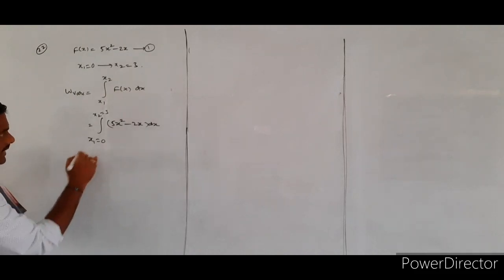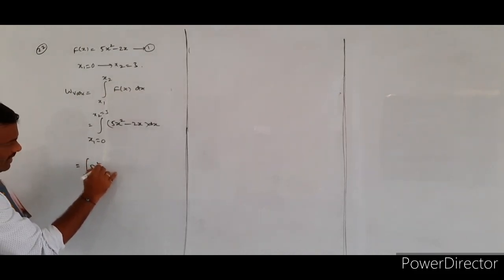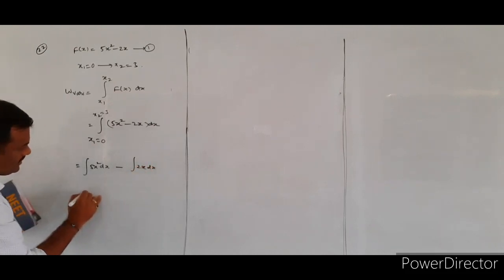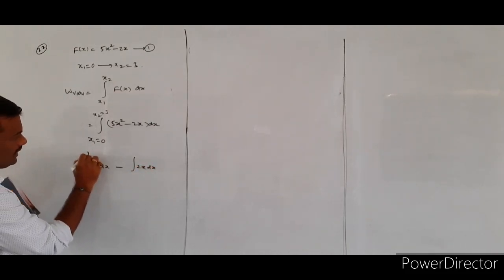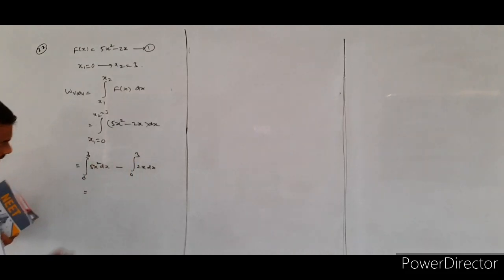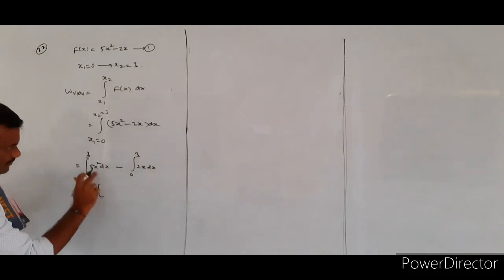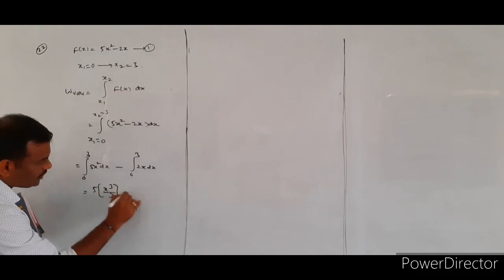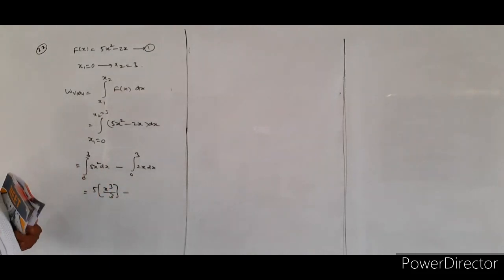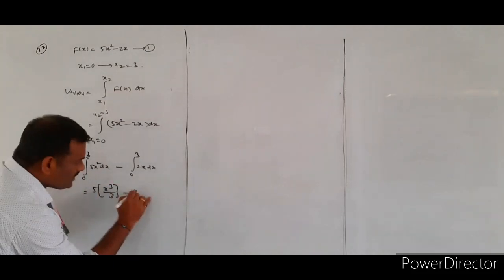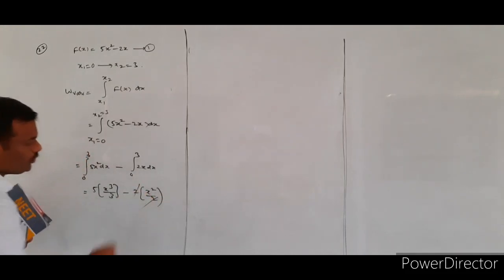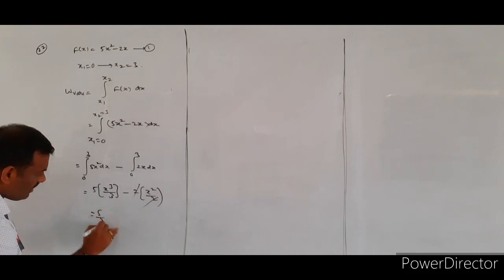So we will integrate separately: integral of 5x square dx minus integral of 2x dx, with limits from 0 to 3. 5 is a constant. The integral of x square dx is x cube by 3. 2 is a constant. The integral of x dx is x square by 2. The 2 will get cancelled. So this is 5 by 3 x cube minus x square.